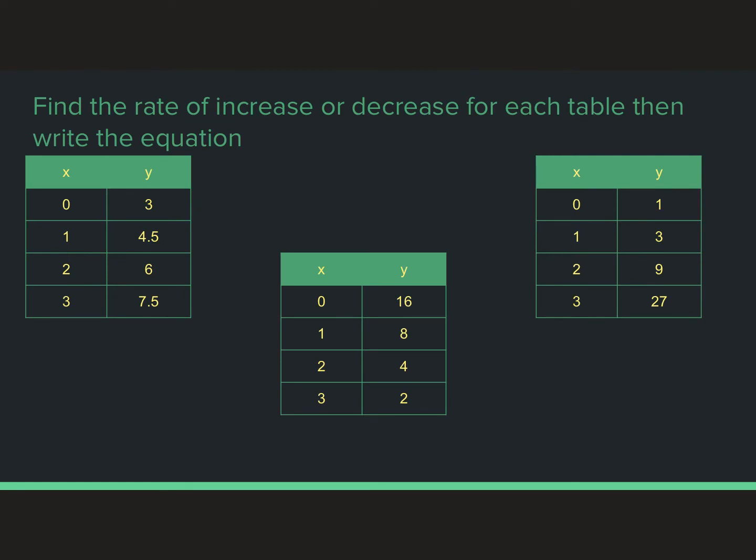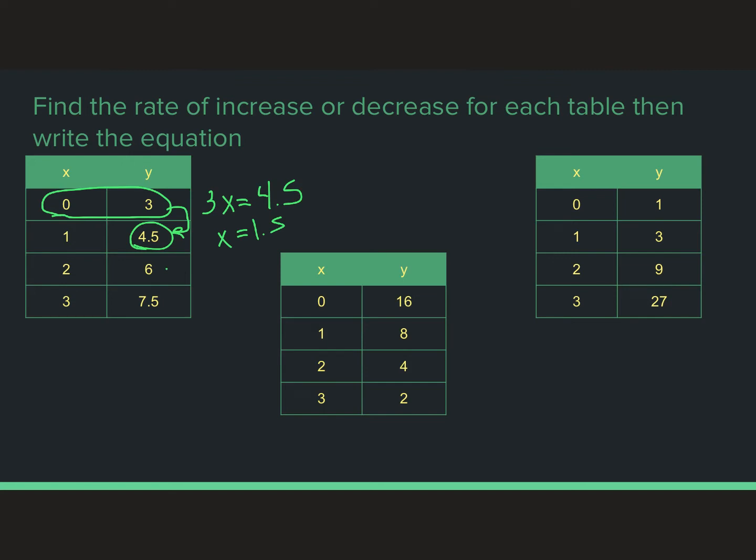So let's talk about how we can find our rate of increase or decrease. We're going to look at this table. I can see here that it starts out at 3. So 3 times what gives me 4.5? 3x equals 4.5 is how we can do this, because I figure out what I'm multiplying it by. If I divide both sides by 3, I get x equals 1.5. Then I double check and make sure that 4.5 times 1.5 gives me 6.